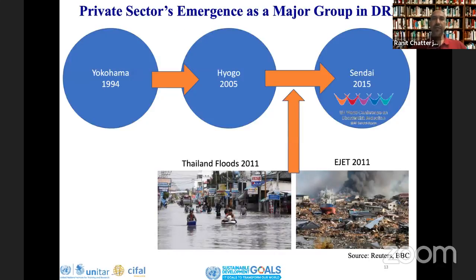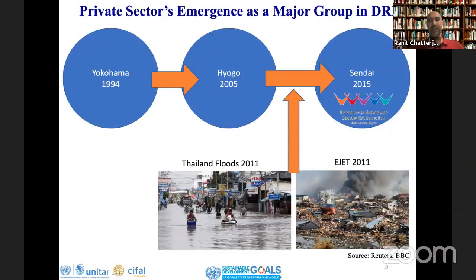The Sendai Framework, if you are aware, is the third in the series of world conferences. The first one happened in Yokohama in Japan, the second was in Hyogo in Japan, and the third was Sendai in 2015. I was lucky to be part of it, and I was also part of the private sector deliberations. What led to Sendai was mainly the 2011 Thailand floods and the East Japan earthquake in 2011.